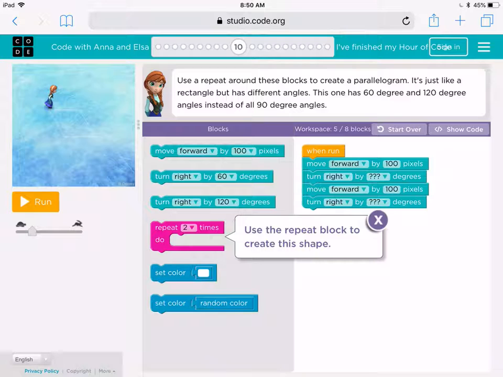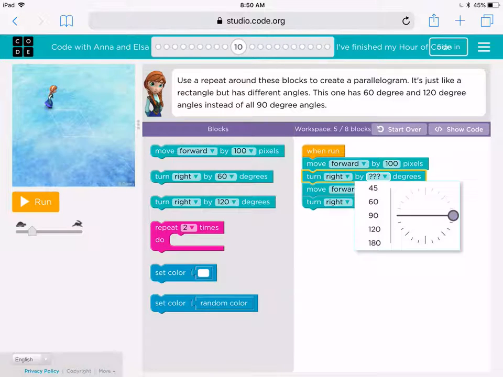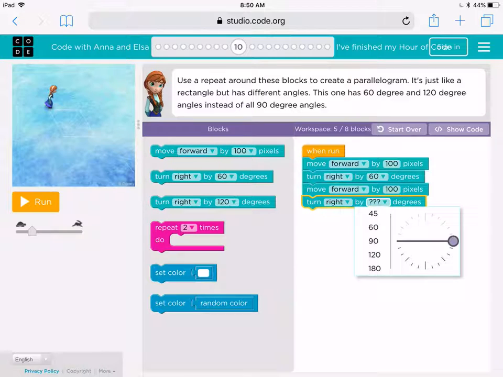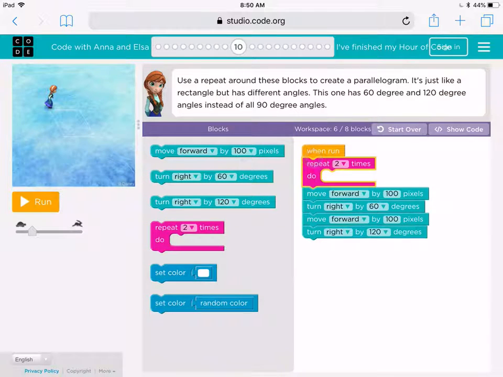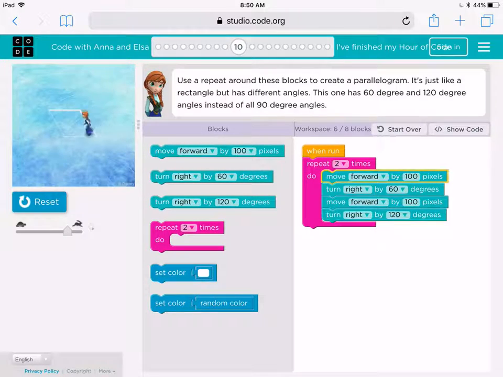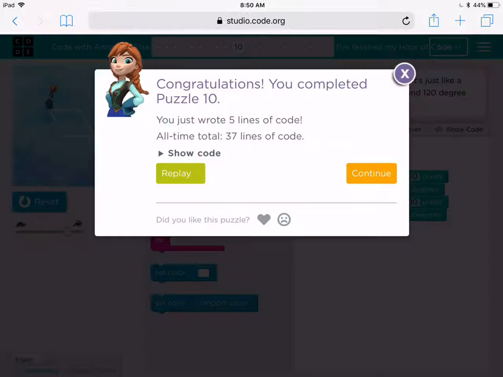I skipped ahead to challenge 10, and so I know that this one is 60 degrees, and this other one, I could go into that, but that one's going to be the 120 degrees, and I'm going to need to repeat this 2 times. I'm going to speed this up a little. There we go.